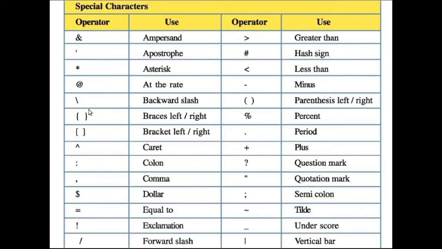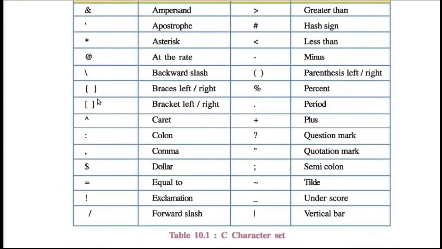These curly brackets we have used to open and close the scope of main. Then brackets left and right, this also we are going to use while we use arrays in our program. This is caret, colon, comma, dollar sign, equal to, and this is exclamation sign. This sign we are going to use while we create conditions.